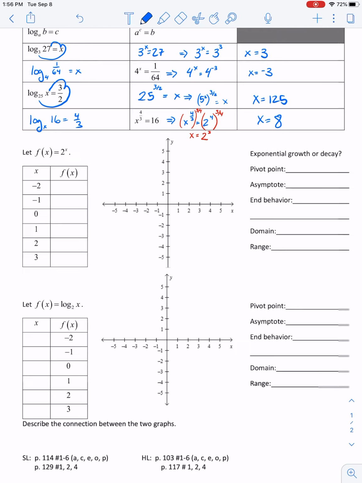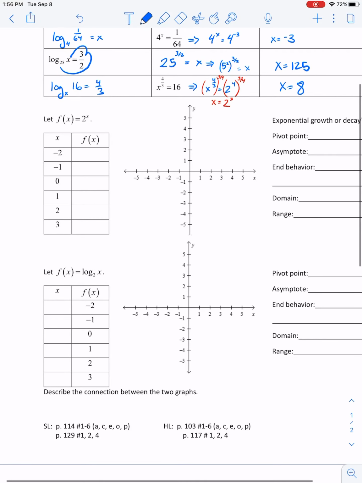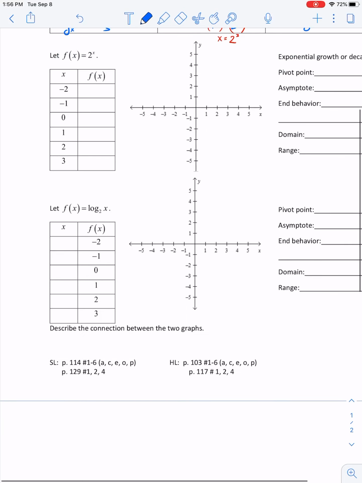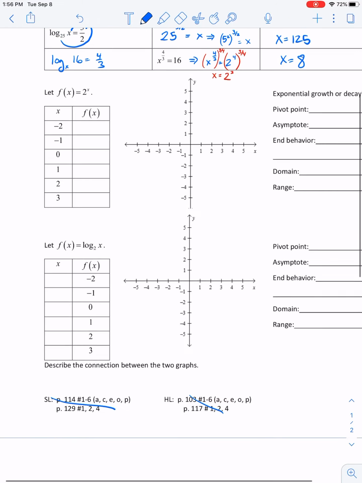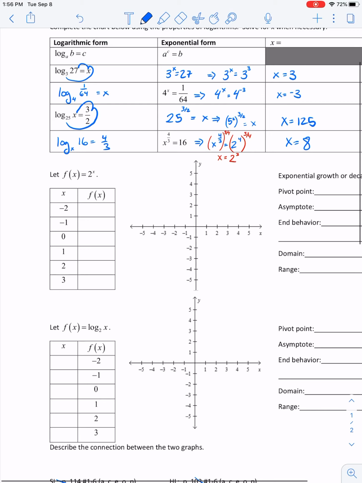Okay, so that was a nice little review for you. Now what we want to do is start looking at these graphs. Oh, this may be old information, SL and HL. I'll have to look. They changed textbooks on me, but I didn't change my worksheets. Okay, so we're going to plot points. We're going to see what happens. We're going to compare these two graphs. We're going to talk about the different components of it.